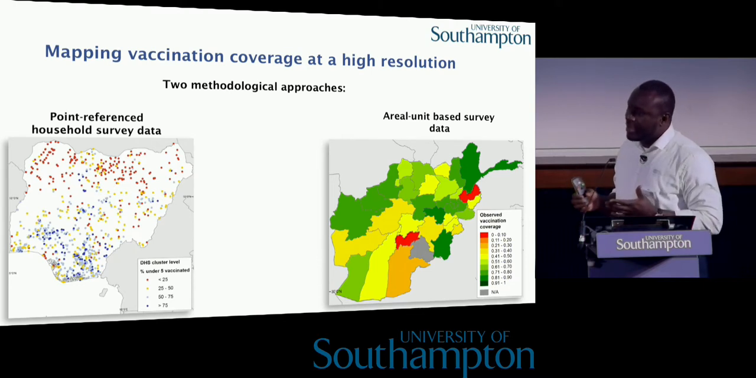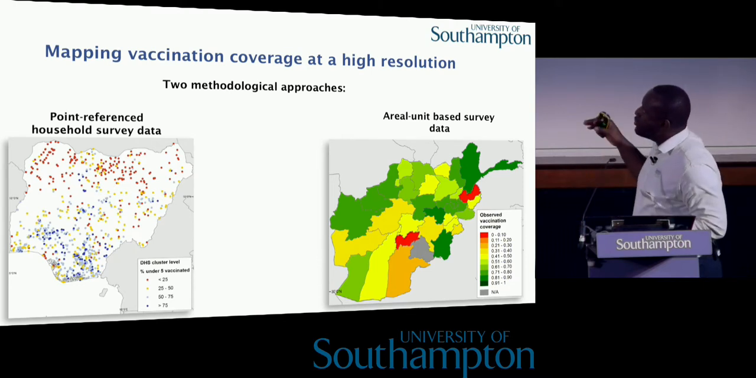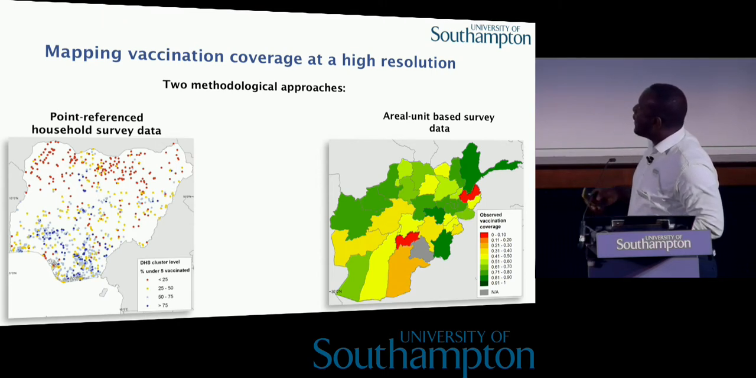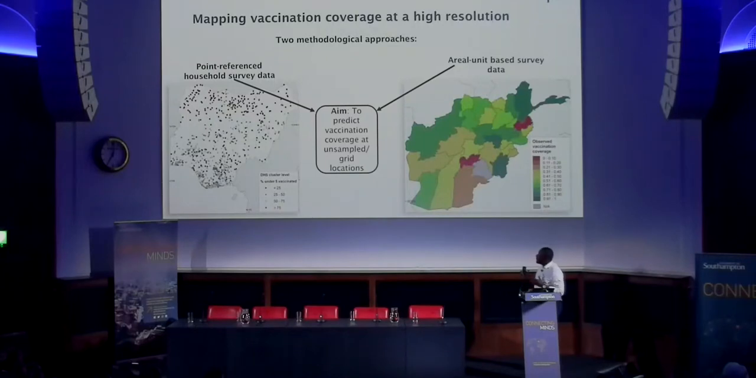So the data that we have available to us are aerial data. So we have coverage levels for these admin areas in the country. So with each of these data sets, the aim is to predict vaccination coverage at unsampled locations. So with point reference data, we'll be looking to fill the gaps in this map. And with aerial data, we'll be looking to move from these large admin areas to the grid level in order to uncover the heterogeneities that exist in vaccination coverage within these areas.